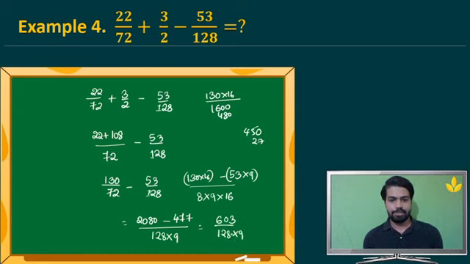Let's keep 9 as it is, no need to multiply because this number is divisible by 9. So we can divide by 9. So 9 6s are 54, and 9 7s are 63. So my answer is going to be 67 by 128. This will be the final answer. So let's go to the next question.